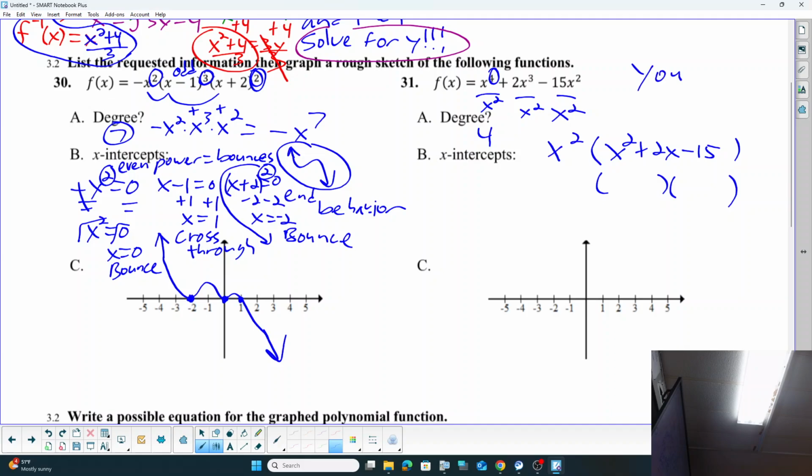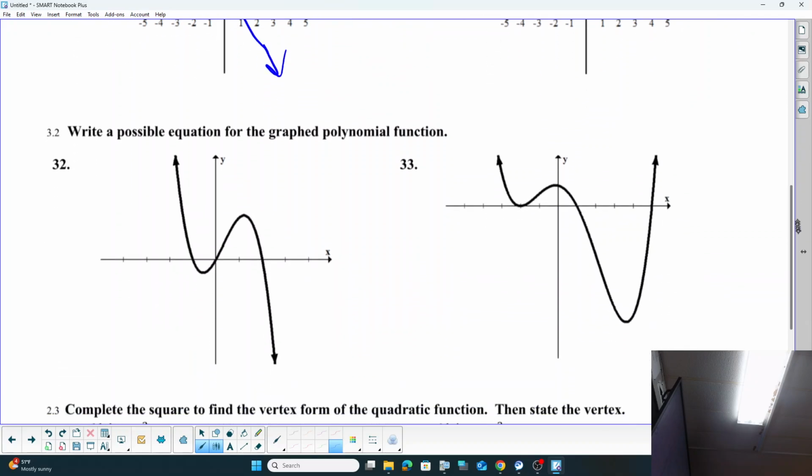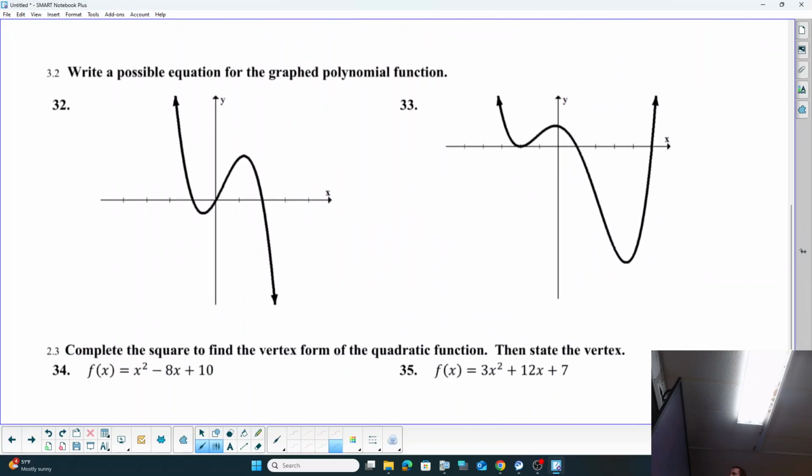You try even, odd, bouncing. You got this. Write a possible equation for the graph. Well, this is -1, this is 0, and this is 1, 2. So that came from x equals -1. So if you reverse engineer that, it's actually going to be an x plus 1 as a factor.